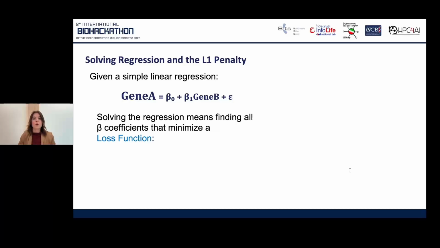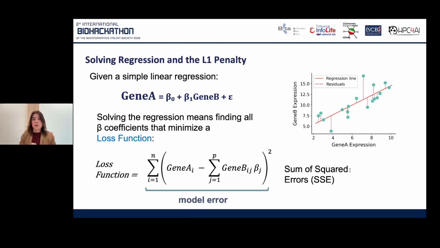So we know we want small residuals, but how does the model actually find this best line and the beta coefficients for having small residuals? Basically, the function that it uses is the so-called loss function. And it works by finding the beta coefficients that minimize the errors and the residuals. This function is called specifically sum of squared errors, and we'll try to minimize all those gaps here.